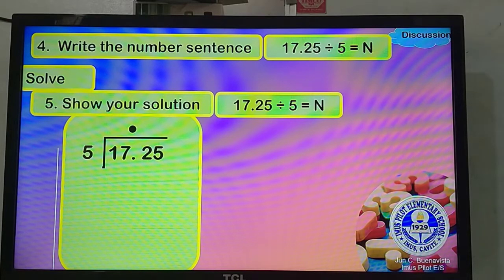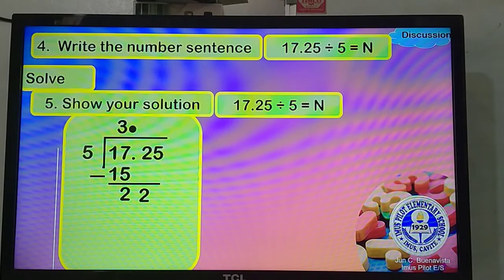Now, 17 divided by 5, how many? Okay, very good. We have 3. Then, 3 times 5 equals 15. Very good. Now, what are you going to do? Okay, you're going to subtract. 17 minus 15 equals, okay, very good, 2. Then, bring down the other one, 2.